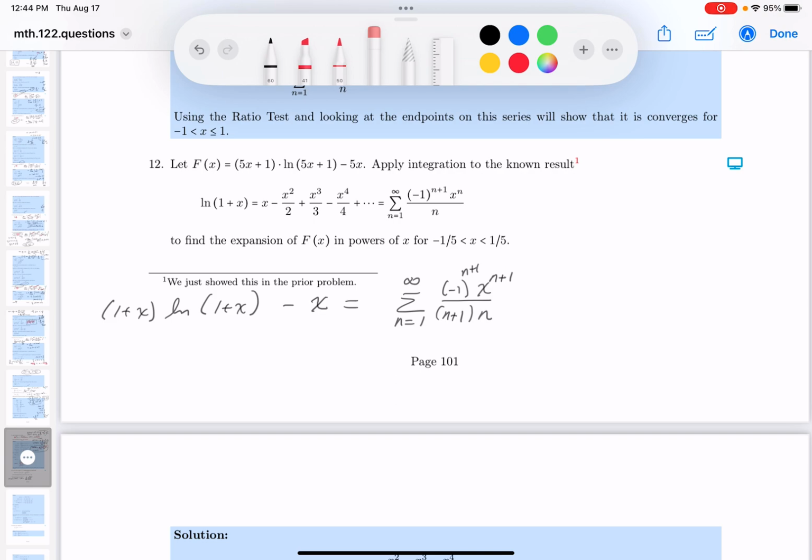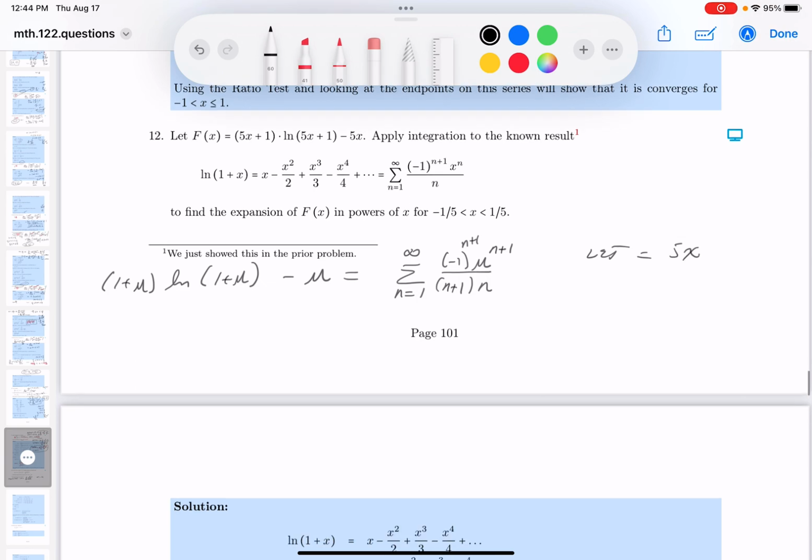What I'm going to do is, I guess I could have written this down as u. Maybe I should do that now. So wherever we see an x, I'm going to put a u in there instead. Okay? Just put a u there. What I'm going to do now, whoops, I forgot the u here. I'm going to let u equal 5x. Let's see what happens. What do you get? Well, it's going to be 1 plus 5x.